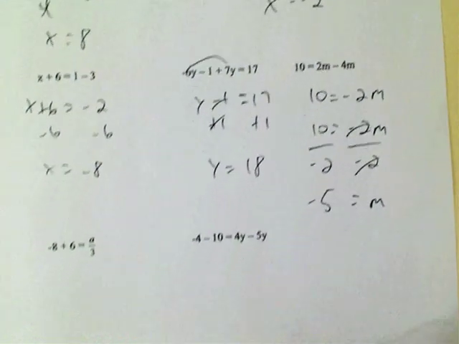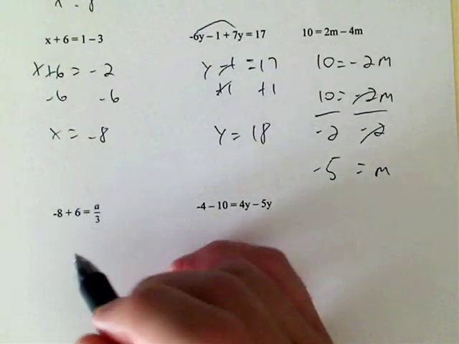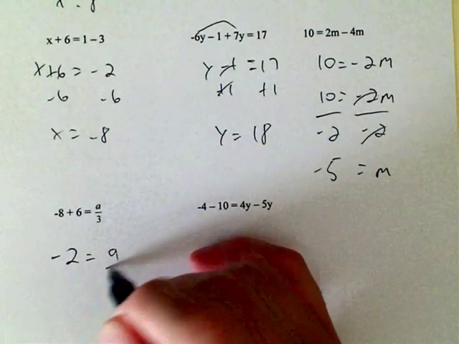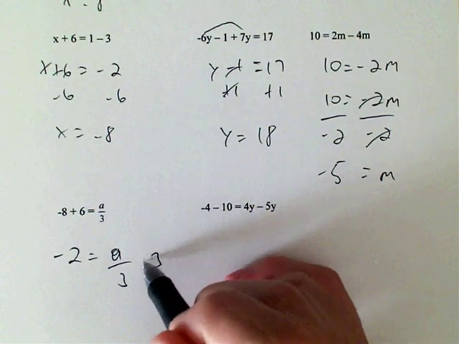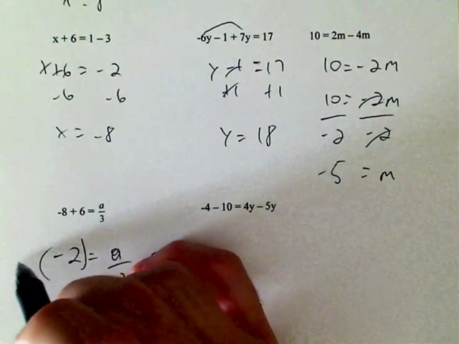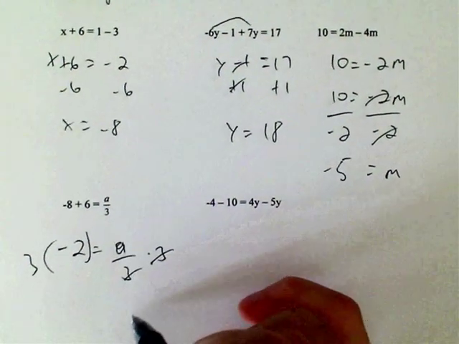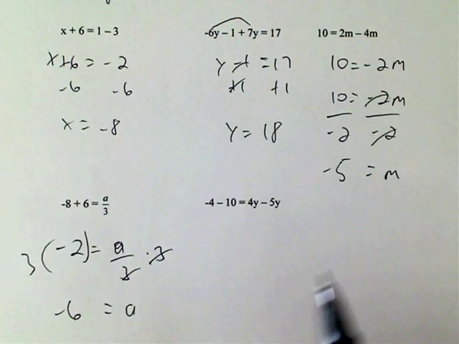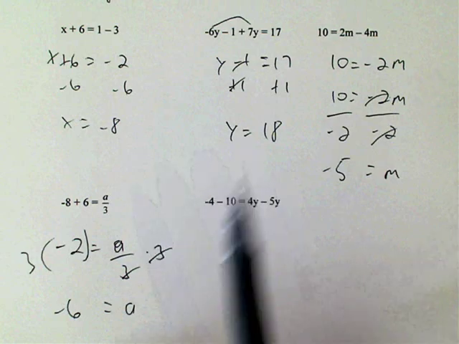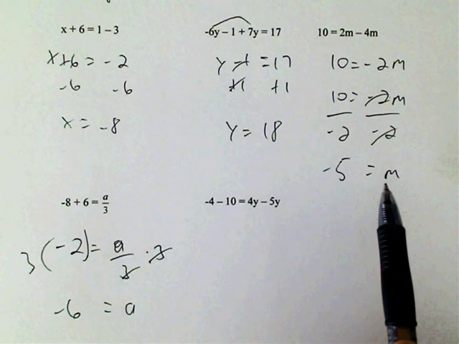Look at this one. Negative 8 plus 6 is a negative 2. Just write down the right side, a over 3. We have division. Let's multiply then. Let's do to one side, do the other. Those cancel. It leaves a equals negative 6. Notice it does not matter which side the variable is on. It does not make a difference. Right side, left side, doesn't matter.